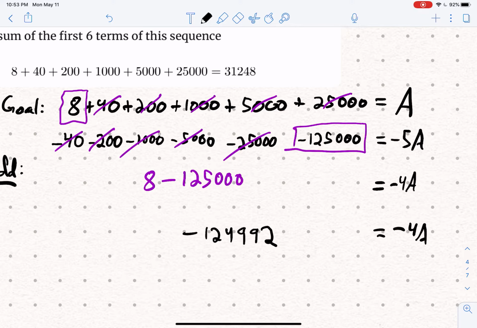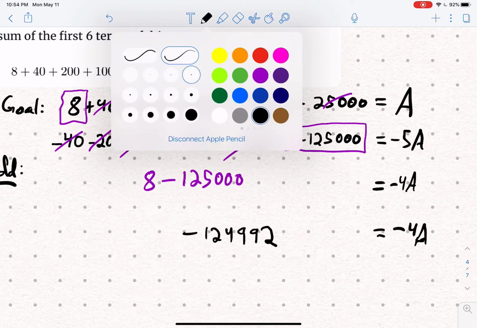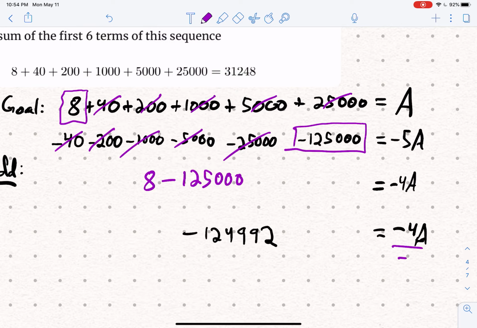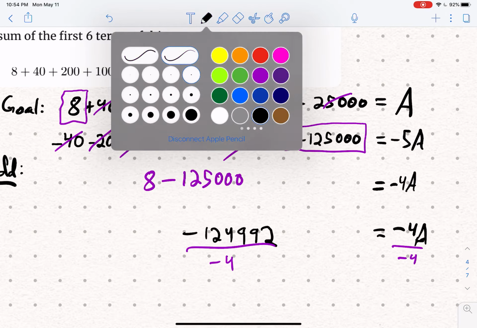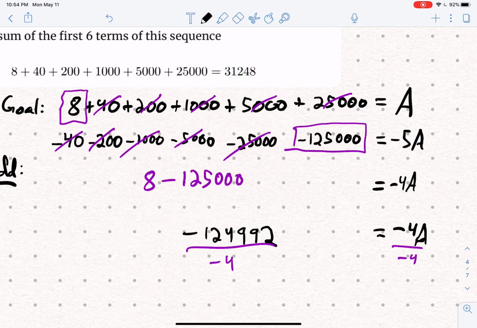Now, what did we want to find? Remember, our goal was to find this number, which is a. And we can now find a quite easily by just dividing both sides by negative 4. Let's go ahead and do it. I'll put it in purple so we see that it's a modification. If we do that, on the right-hand side, we just get a. That's the original a that we get back there.